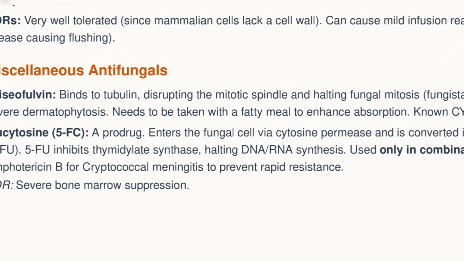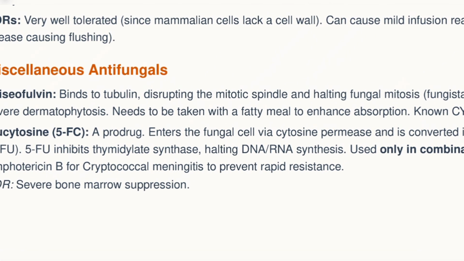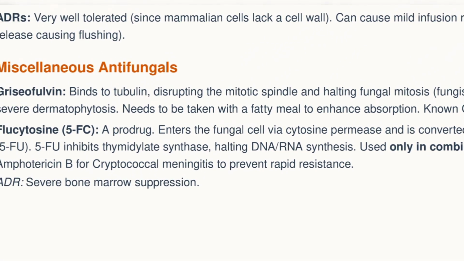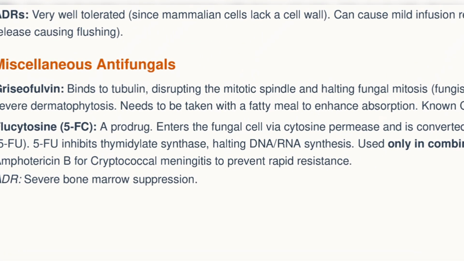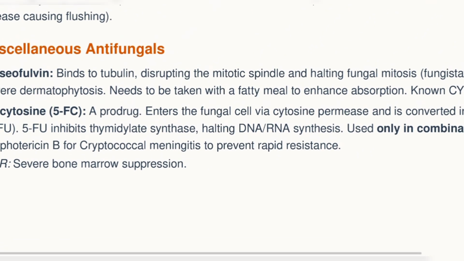Miscellaneous antifungals. Griseofulvin binds to tubulin, disrupting the mitotic spindle and halting fungal mitosis. Fungistatic, used for severe dermatophytosis; needs to be taken with a fatty meal to enhance absorption. Known cytochrome P450 inducer. Flucytosine, a prodrug, enters the fungal cell via cytosine permease and is converted into 5-fluorouracil. Flucytosine inhibits thymidylate synthase, halting DNA and RNA synthesis. Used only in combination with amphotericin B for cryptococcal meningitis to prevent rapid resistance. ADR: severe bone marrow suppression.